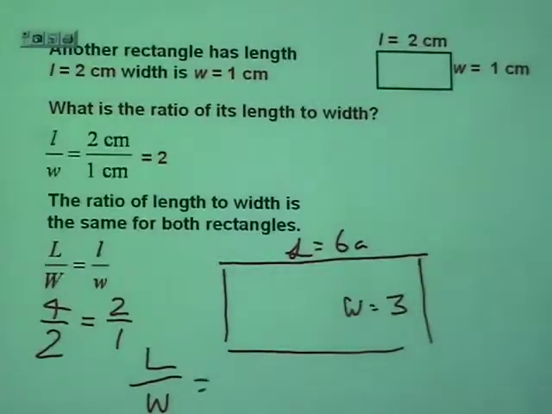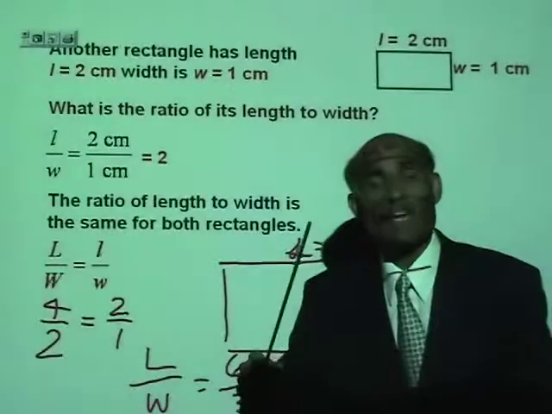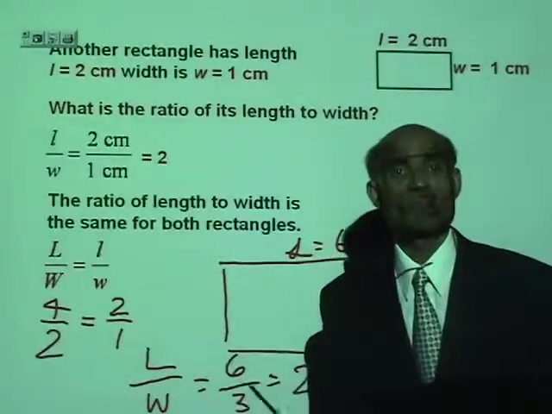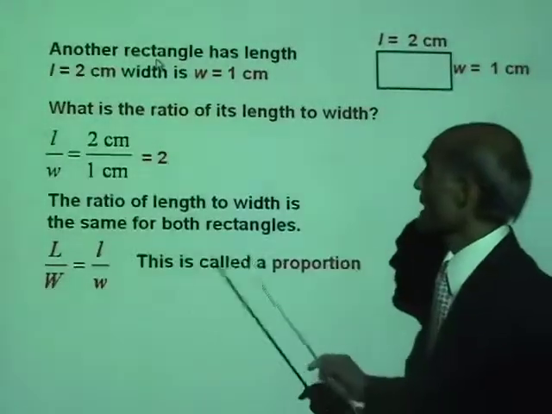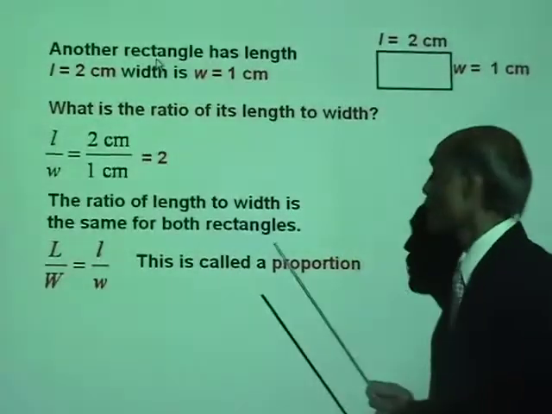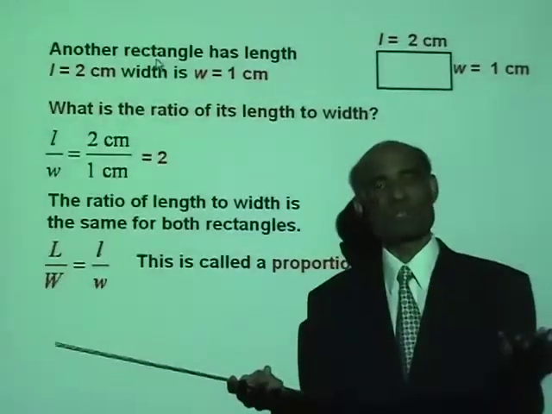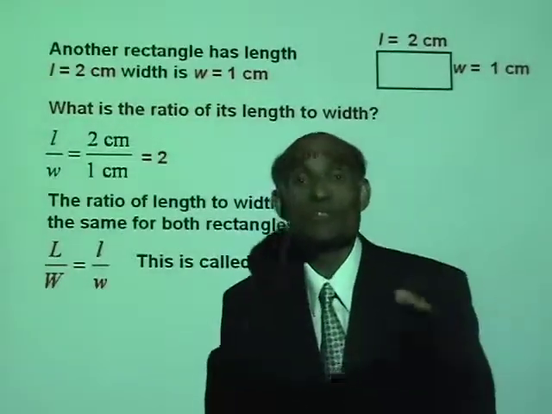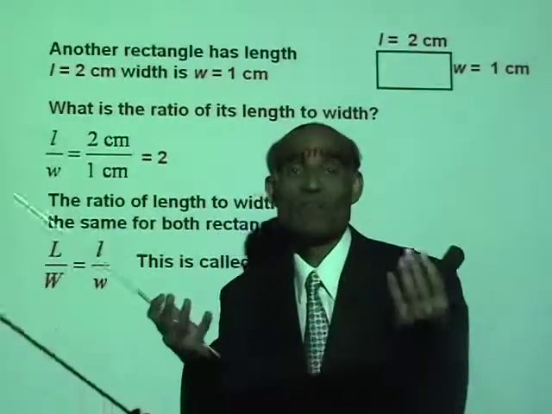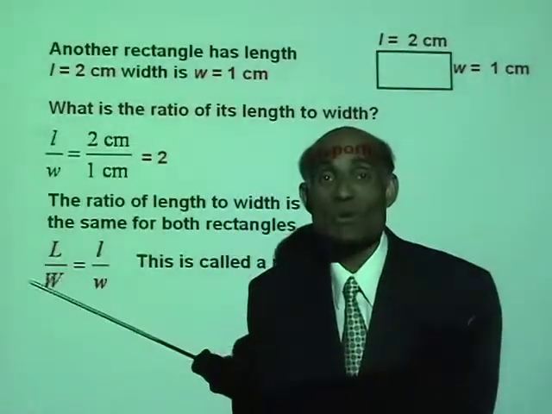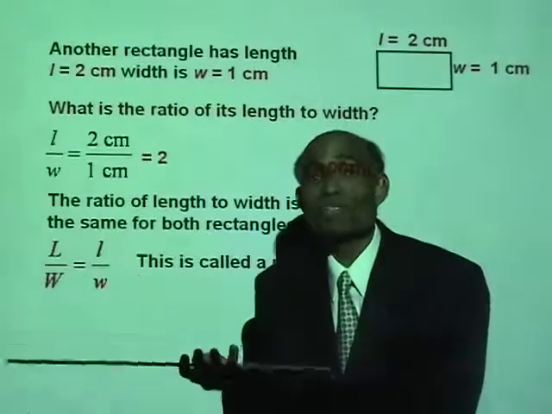Ratio of length to width will be 6 divided by 3, that is 2. I can have any number of rectangles where the ratio of length to width is the same. Alright, now this is called a proportion. What is called a proportion? When two ratios are equal. When two ratios are equal, you get a proportion.